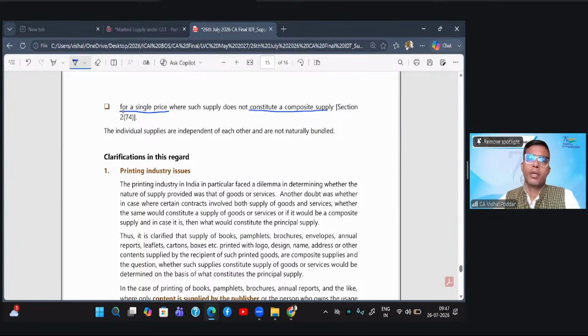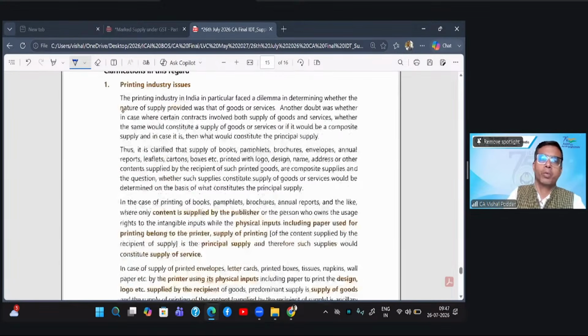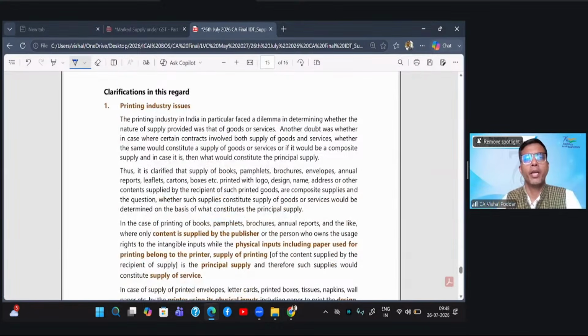Correct? Now, students, there are some clarifications relating to the composite and mixed supply concept. Let us go to them. So in relation to printing, what happens is that when you go for printing, the person who is called the printer is doing two things. One is he is using the paper, that is the material, and the second is he is using his printing service, which may include the ink, the entire printing machine, the entire system.